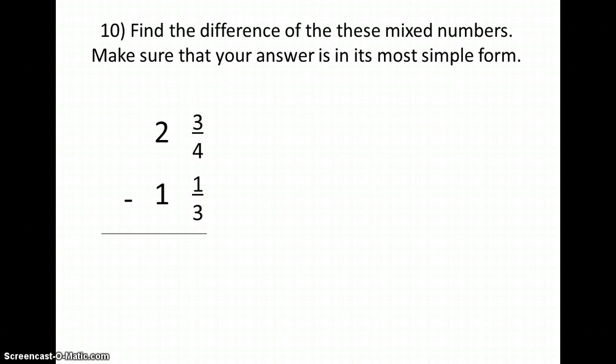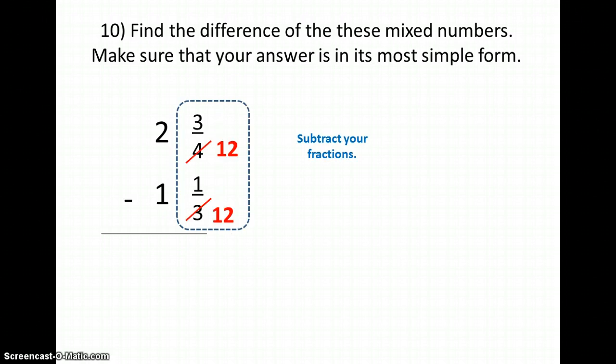One more example before I let you go on your own. 2 3/4 minus 1 1/3. Notice I do not have common denominators, so I need to find a number that 4 and 3 can both go into. I'm going to choose 12. 4 times 3 is 12. 3 times 4 is 12. 1 times 4 is 4. I have made equivalent fractions.